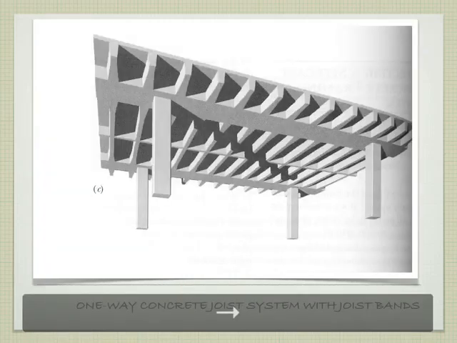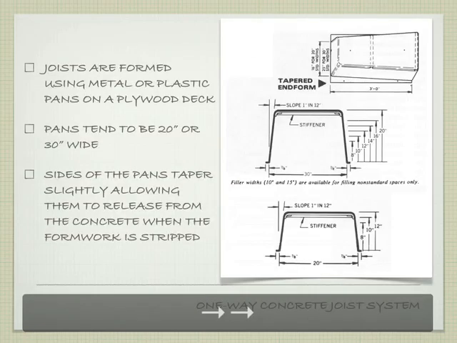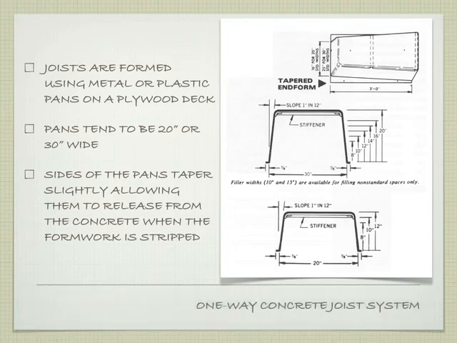So how do we make this? We use a special type of formwork. It's going to be a metal or plastic pan that we sit upside down. So we make up our formwork with our normal base, our normal plywood. Then we put these pans upside down, and they're somewhere 20 or 30 inches wide. The sides of the pans have a slight slope.